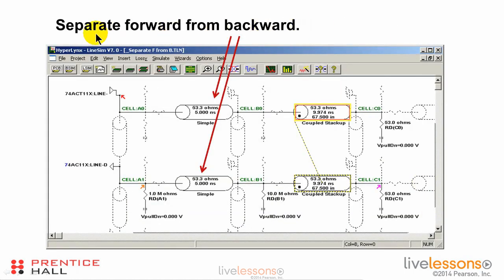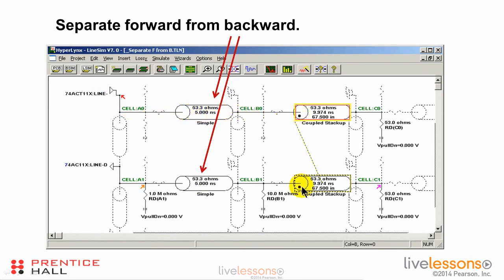Now, let's separate the forward crosstalk signal from the backward crosstalk signal. And we can do that by placing a transmission line in front of the coupled region. So we've got a coupled region that is 10 nanoseconds long. We'll put a 5 nanosecond long transmission line in front of it on both cases down here, both for the aggressor line and for the victim line.